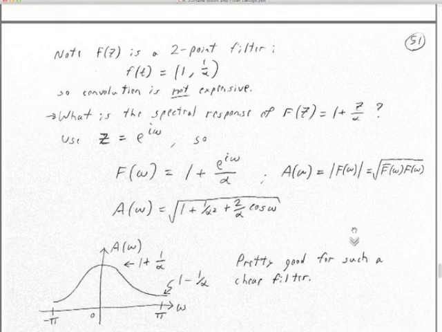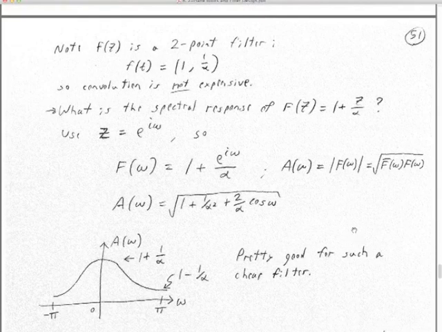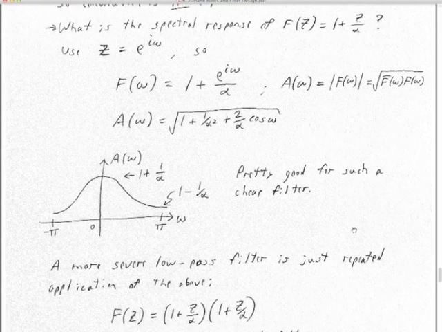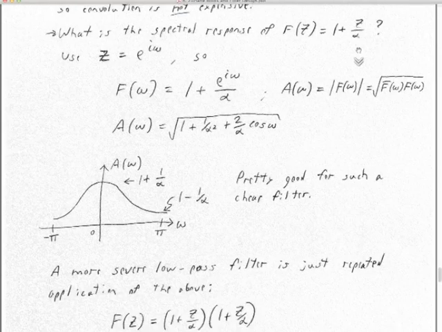So, okay, there's the point about convolution not being expensive. And now we ask the question, okay, what is the spectral response of this filter, right? We have a filter time series, a filter in the z domain, which is 1 plus z over alpha, okay? And how do we find the spectrum?